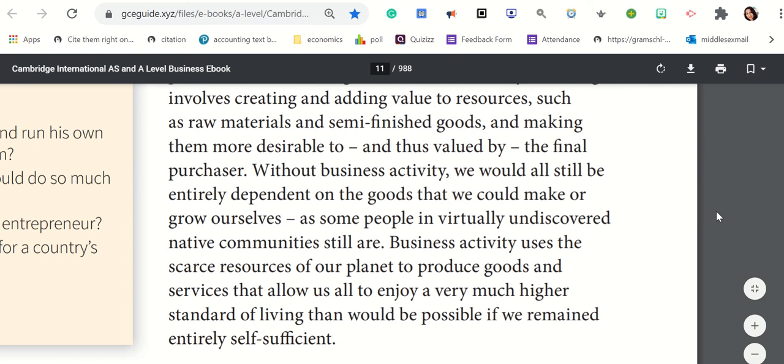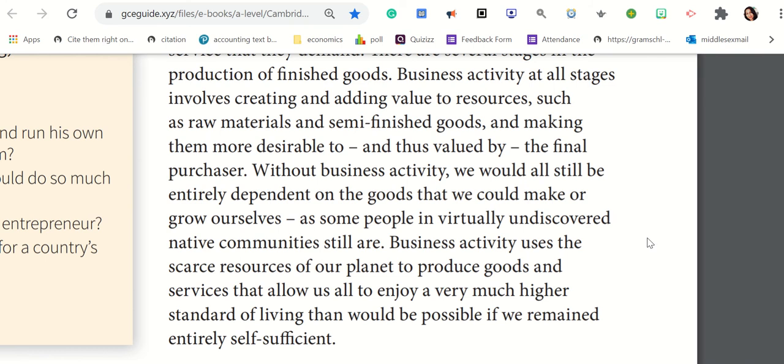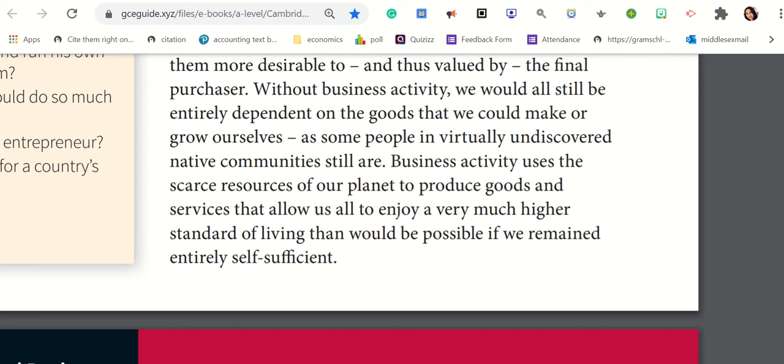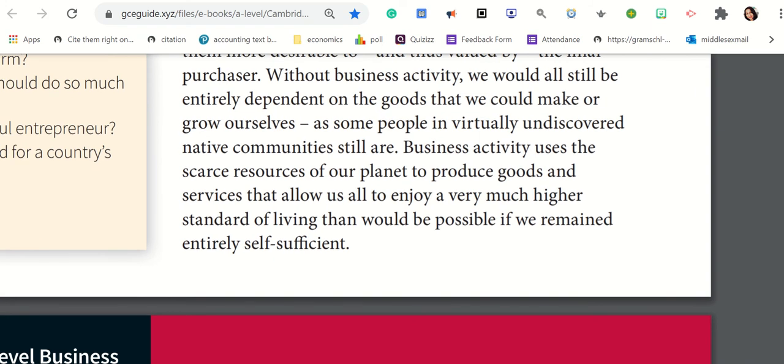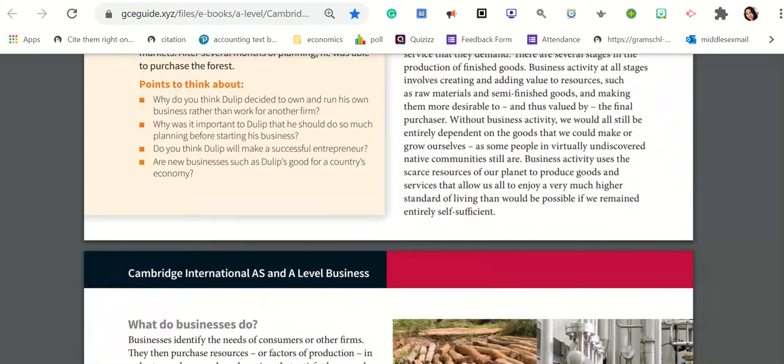So without business activity, we won't be able to produce everything that we want for ourselves. So we need to depend on others who are experts in producing those goods. Business activity uses scarce resources. Scarce resources means these are resources which cannot be renewed on our planet to produce goods and services that allows us to enjoy very much higher standard of living than would be possible if we remained entirely self-sufficient.